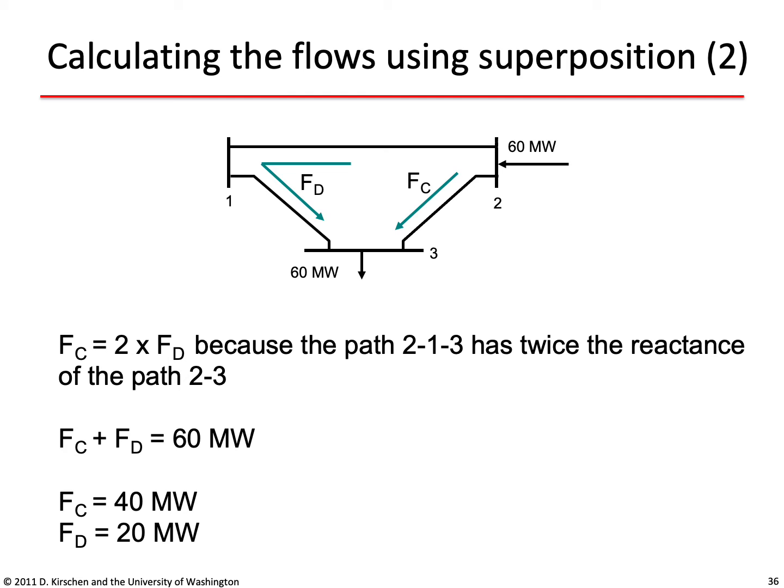We can do the same thing with the injection of 60 megawatts at bus 2 and the extraction of 60 megawatts at bus 3. The flow FC will be twice as large as the flow FD because the path 2, 1, 3 has twice the reactance of the path 2, 3. And we also have FC plus FD equals 60 megawatts. Putting those two observations together, we come to the conclusion that FC is 40 megawatts and FD is 20 megawatts.